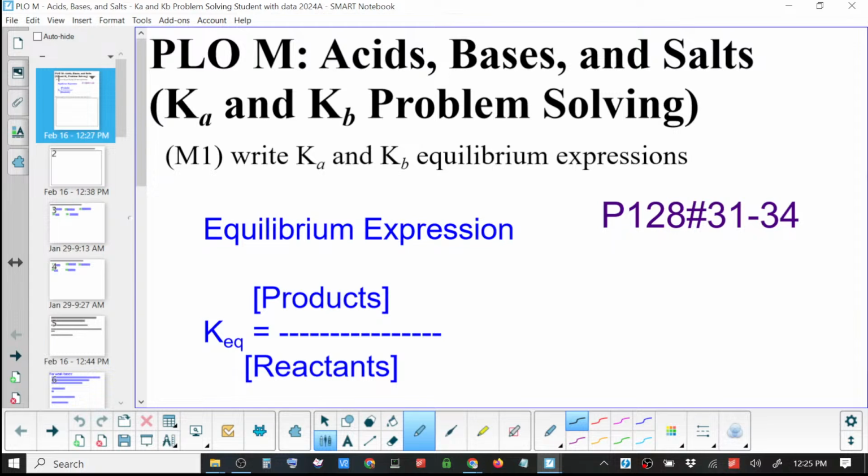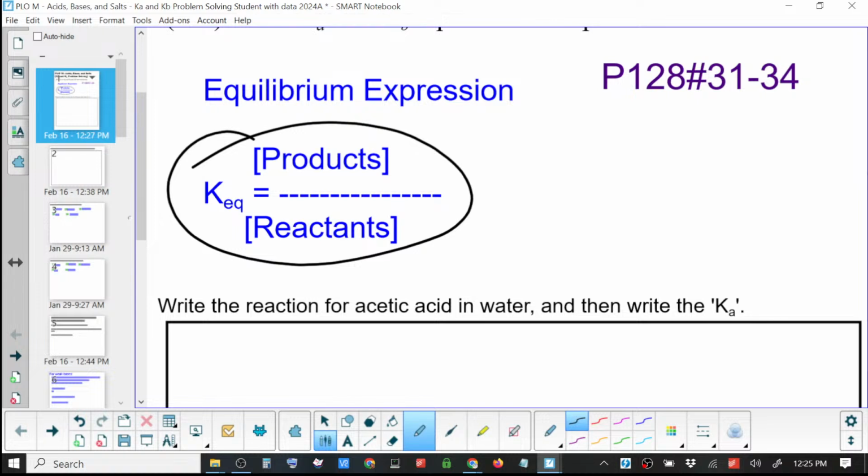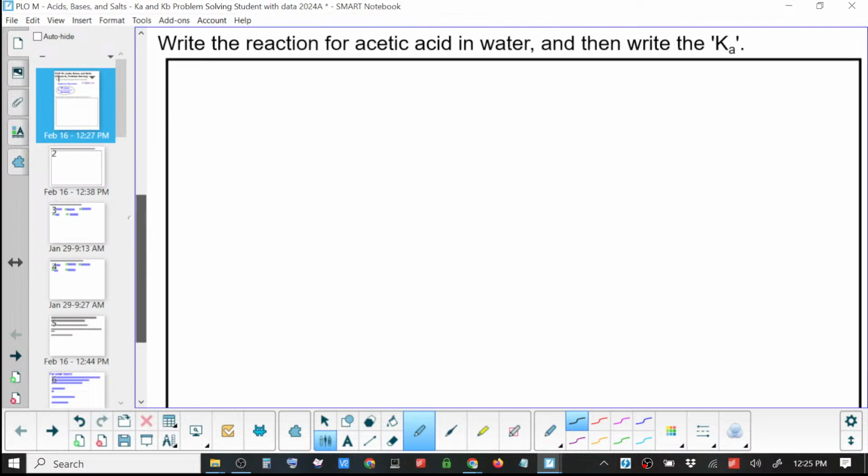We are starting today Ka and Kb finally. We're going to write Ka and Kb equilibrium expressions. Just as a reminder, we have products over reactants, that is Kc, that hasn't changed. So what I would like you to do is write the reaction for the acetic acid in water and write the Ka expression for it. So write out the chemical equation and then write out the Ka.